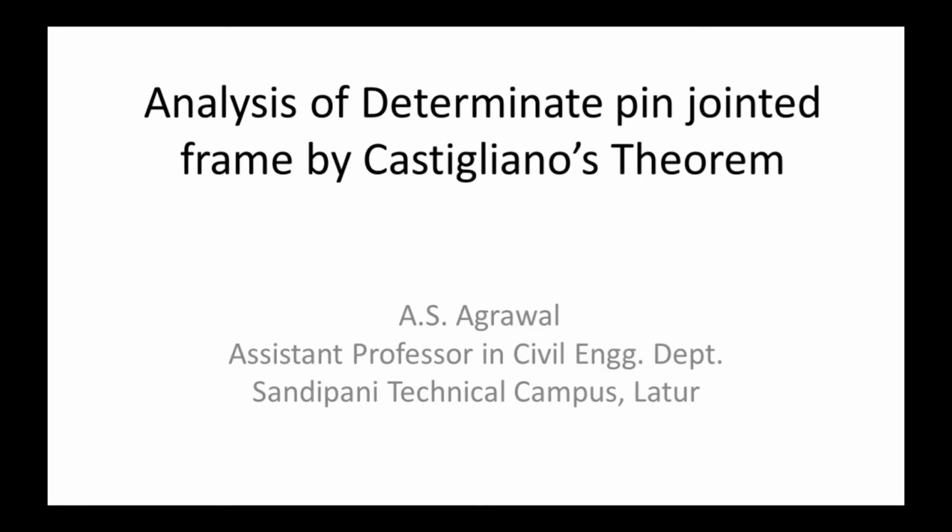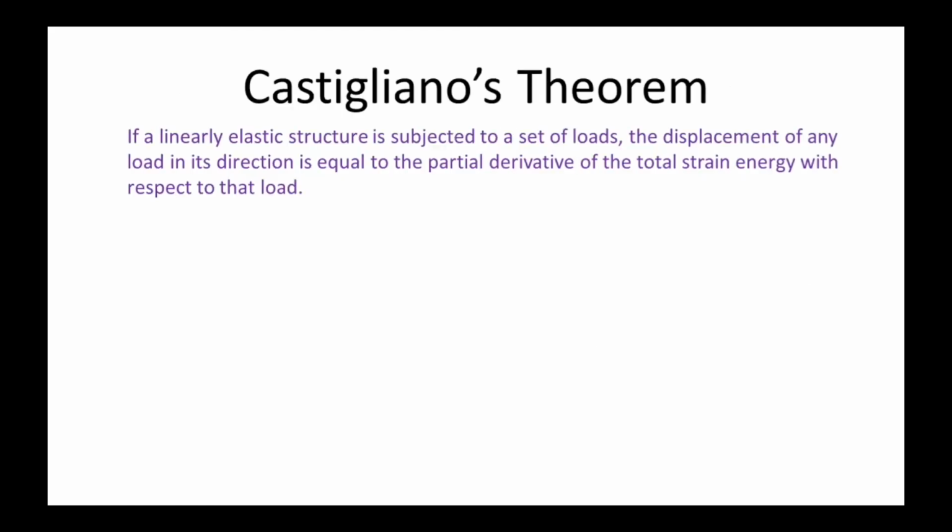Today's topic is analysis of determinate pin-jointed frame by Castigliano's theorem. Now what is Castigliano's theorem? If a linearly elastic structure is subjected to a set of loads, the displacement of any load in its direction is equal to the partial derivative of the total strain energy with respect to that load. Now this is the formula: delta i is equal to del U by del Pi.